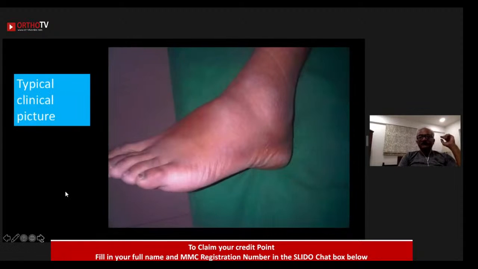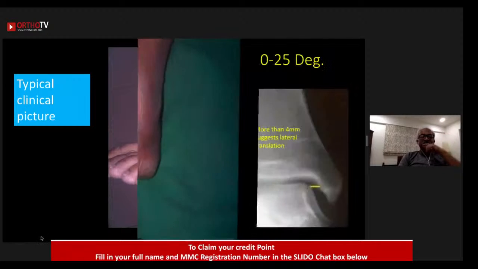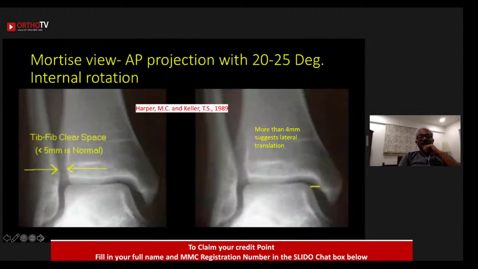A typical clinical picture would involve swelling at the ATFL, and the lateral malleolus looks swollen. Sometimes you might get ecchymotic patches on the lateral aspect of the ankle. This is a typical ankle mortise view.